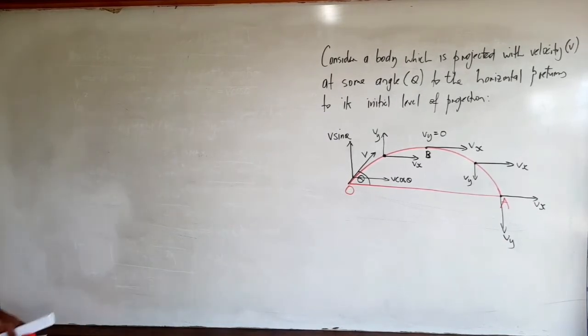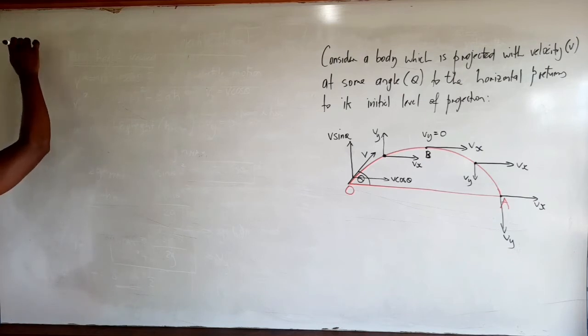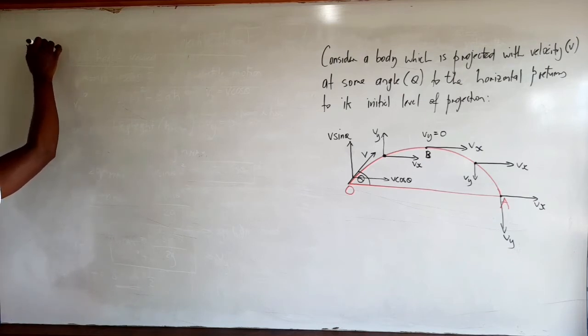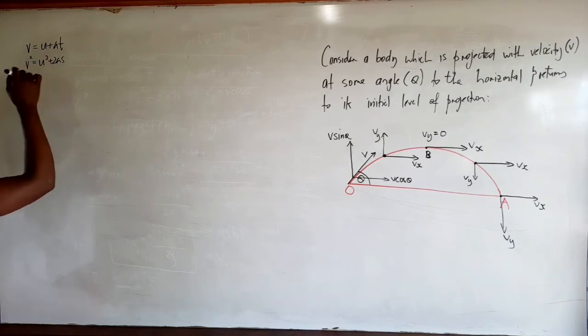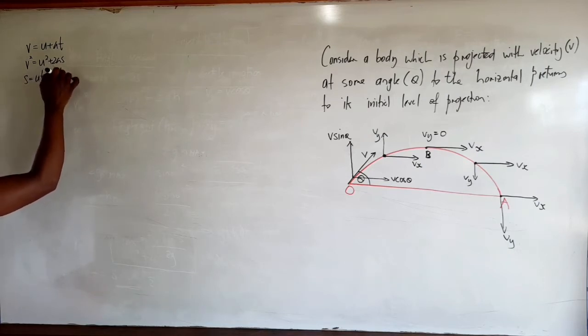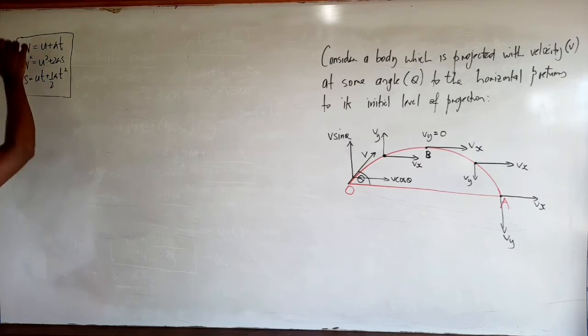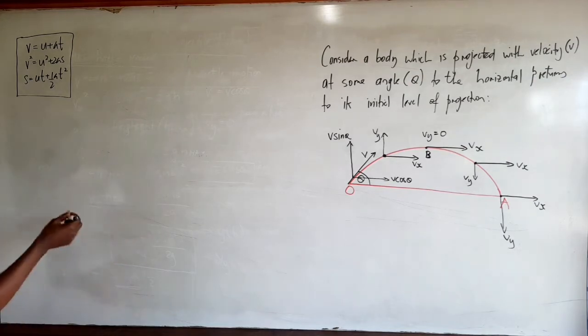So I'll put back our three equations in this corner here. We have the equations v equals u plus at, then v squared equals u squared plus 2as, and s equals ut plus a half at squared, right? So let's look at the time taken to reach maximum height.